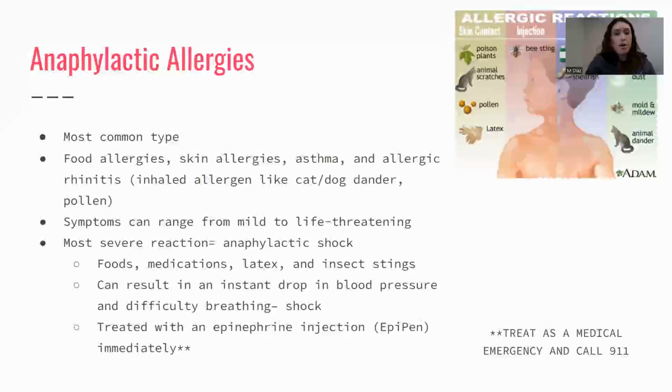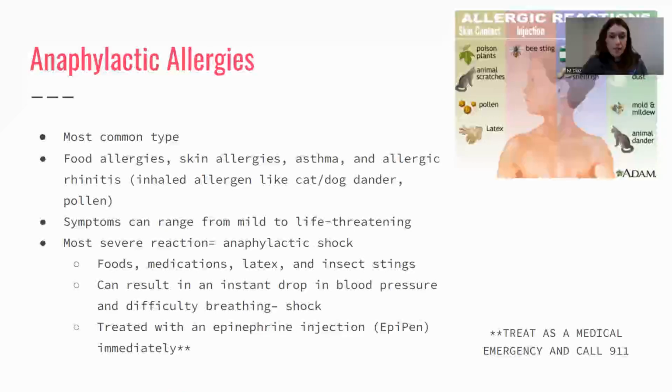These most severe reactions are known as anaphylactic shock, which many people associate with people having a sting from a bee or maybe like a peanut or peanut butter allergy. These can come from, again, foods, they can come from medications, even latex, and insect stings. What really happens in this is that in order to combat the foreign substance, your body drops in blood pressure, and because of that, that can lead to difficulty breathing and overall shock for the body.